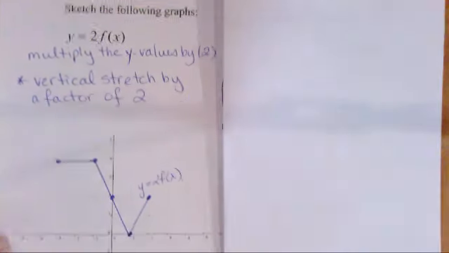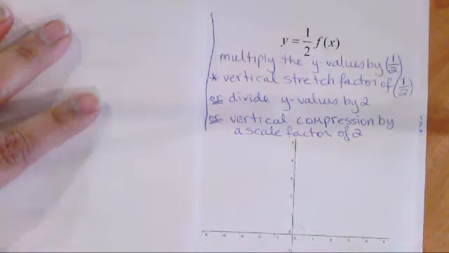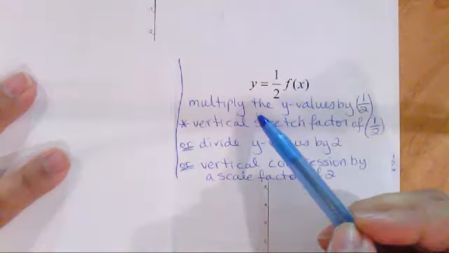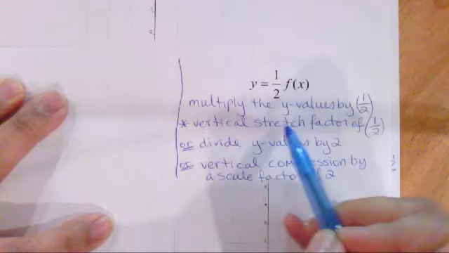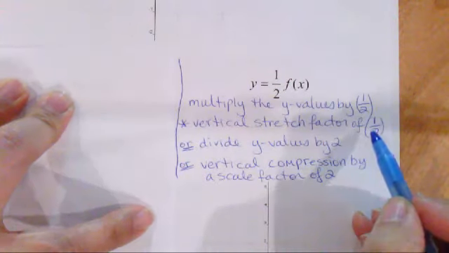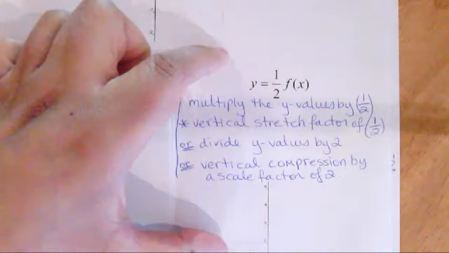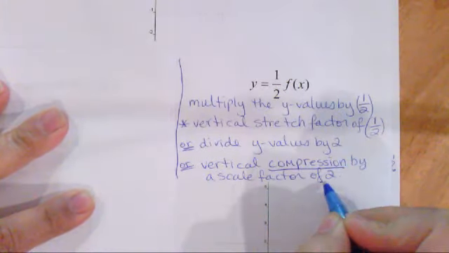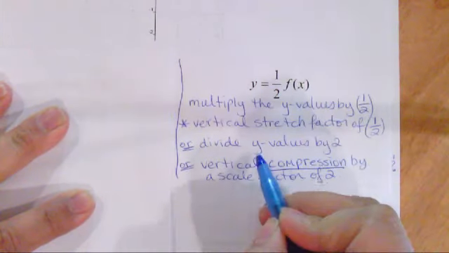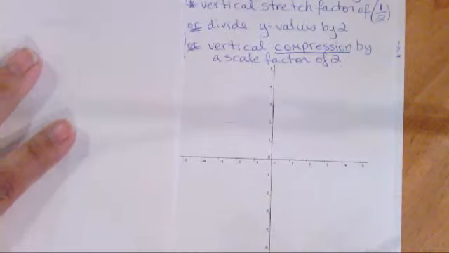All right, let's have a look at the other example here. So we've got y equals 1/2 f of x. So for this, we're going to multiply all the y values by 1/2. It's a vertical stretch factor of 1/2. Now, you could look at that as everything, like if it was this, it's going to be half the size now. And there's another way of saying that. You could say that's a vertical compression by a scale factor of 2. And you could also, if you're doing the operation, think, okay, I'm going to divide every y value by 2. So either multiply by 1/2 or divide by 2.